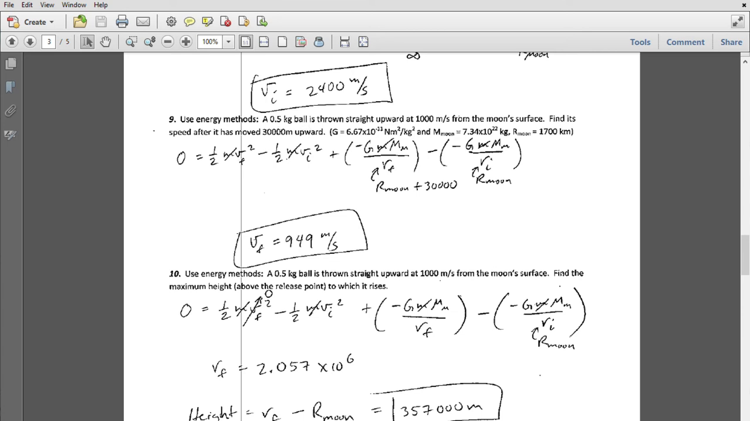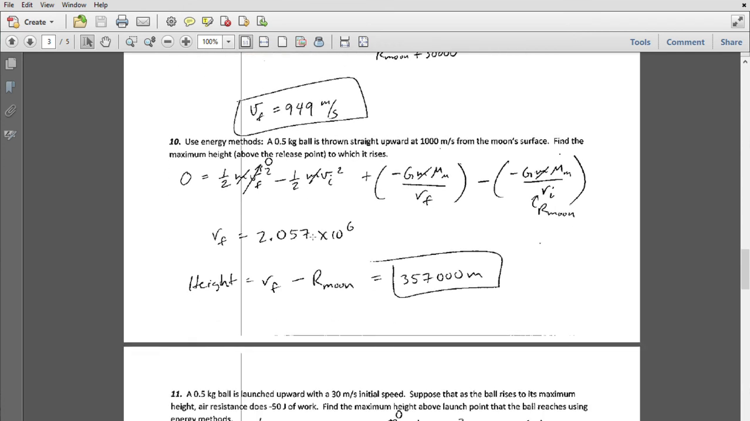So find its speed after it's moved 30,000 meters upward. So that's going to be our final, and V final is what we're after. We're given V initial, that's our 1,000 meters per second. The final R is the radius of the moon plus an additional 30,000 meters, and the initial R is the radius of the moon. Plug that all in, and we can figure out what the final speed is, 949 meters per second.